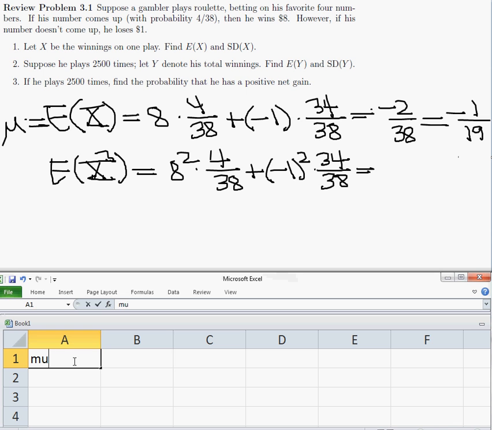So first off, the mean mu is equal to -1/19. We just worked out. Expected value of x squared is equal to 64 times 4/38 plus 1 times 34/38, so 7.6316.